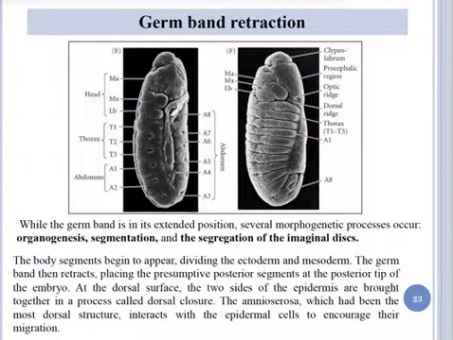During the germ band extension, we have different morphogenetic processes. It means we have different modifications in the Drosophila embryo that will occur, like we have organogenesis. We have the formation of different organs in miniature, okay. Like for example, we have the segregation of the imaginal discs.